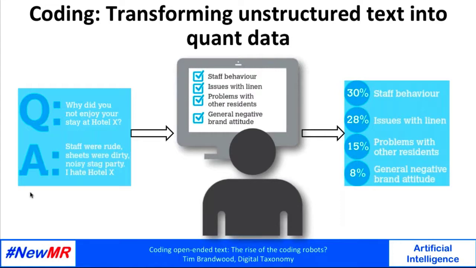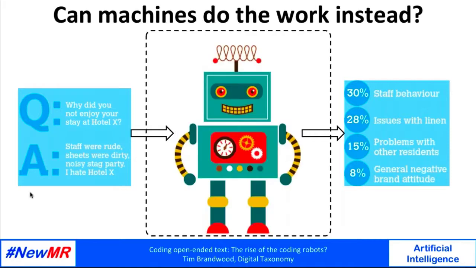semantic leaps. So for example, it takes quite a bit of semantic acrobatics to interpret the phrase "noisy stag party" and categorize that as problems with other residents. So there's usually a lot more going on here than meets the eye.